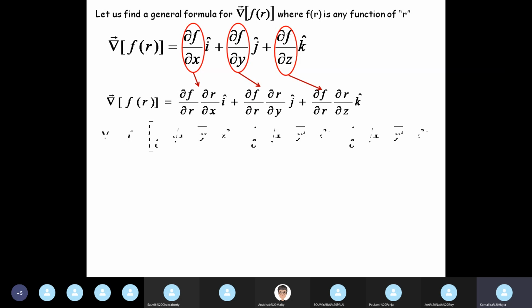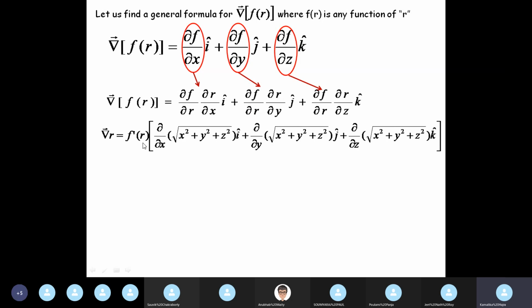So now from these three terms, we can take df dr common, right? So df dr we take outside, and since this is the first derivative of f with respect to r, I write it as f prime r, all right? So inside, therefore, you are left with del del x of r, which I have now expanded and written as root over x square plus y square plus z square i cap, del del y of root over x square plus y square plus z square j cap, and del del z of root over x square plus y square plus z square k cap. This thing we have just done in the last to last sum where we were taking the gradient of r, okay?